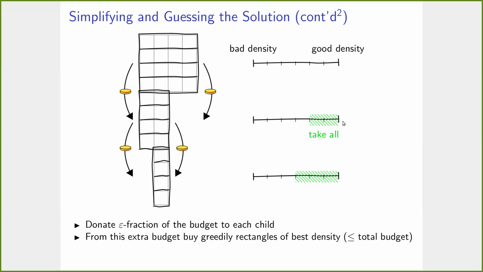And so, for example, the middle block might be able to buy all rectangles with a density in this region. And maybe the lowest block, it might even be able to buy all rectangles within this region of densities.